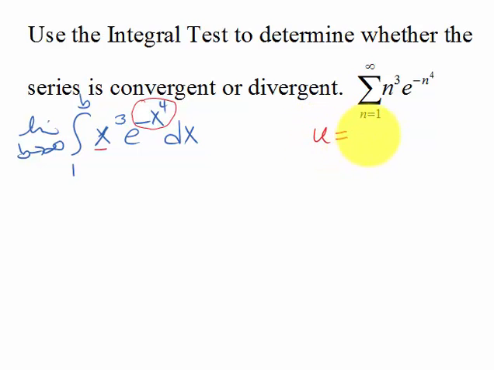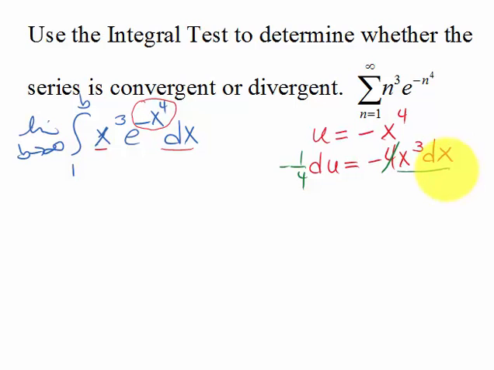So u, we're going to have be negative x to the fourth. And so du is going to be negative 4x to the third dx, and we see we have the x to the third dx part, so we could divide both sides by the negative 4, and now we have our x to the third dx. Now I'm going to just work this as an indefinite integral with u and then resubstitute to apply my limits. So let's just do that right over here.